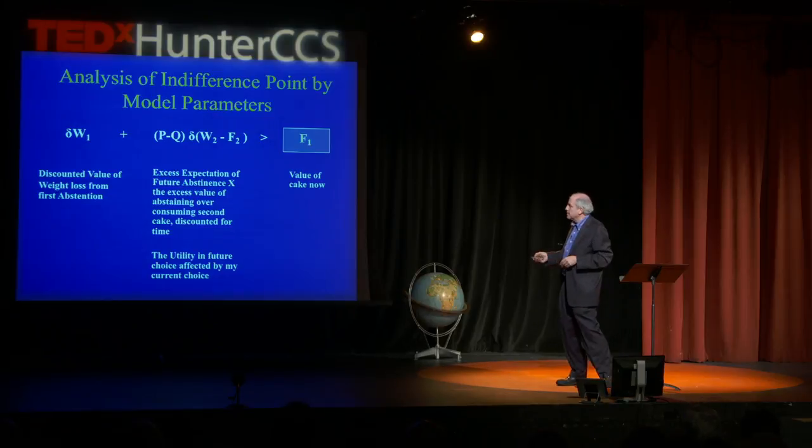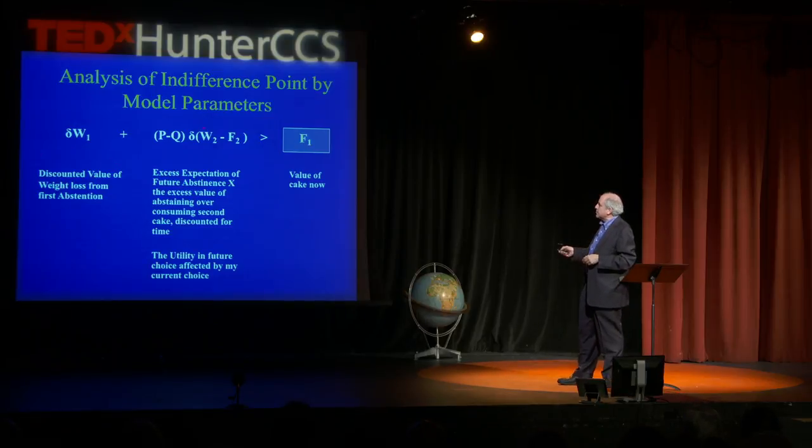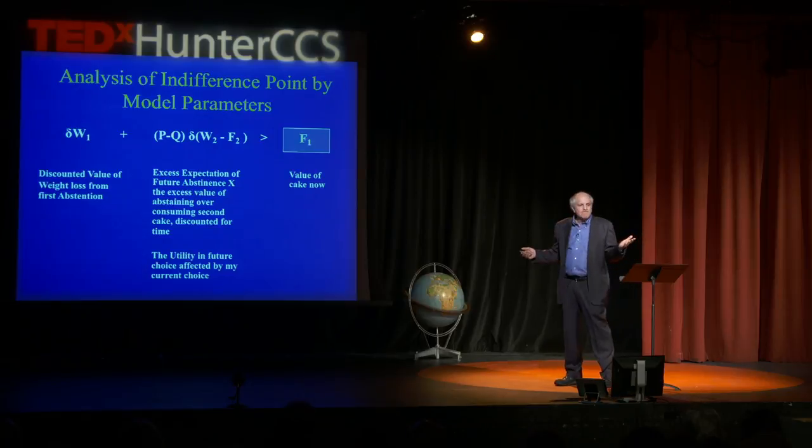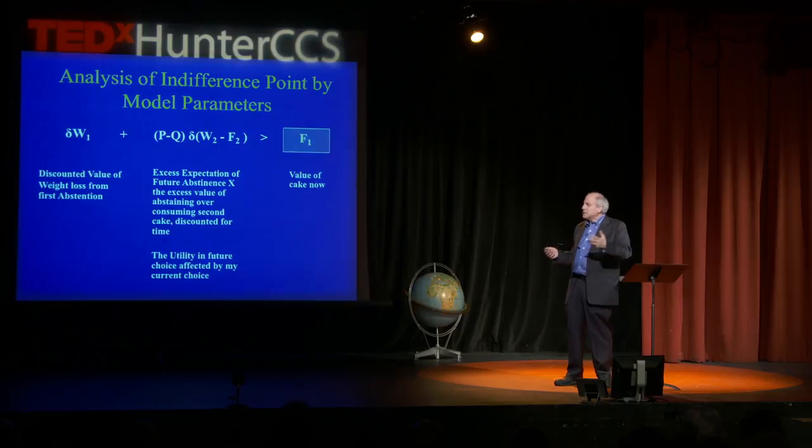What does this say? The starvation equation says, forget the part in the middle for a moment. Look at the discounted value of the future weight loss. If that alone is greater than the value of cake, I'm abstaining, right? If it's so important to me to lose weight, and that weight alone is larger than the value of the cake, I will abstain. Fantastic.